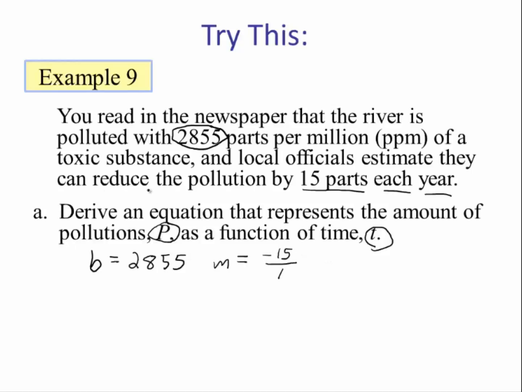So it's going to decrease for every 1 year. And years is the units for our independent variable. So our slope is negative 15. So the equation would be y equals mx plus b, but in this case y is P. P equals our slope, negative 15, times our independent variable t, plus our b, 2855. So that is the equation for the model that's fitting this description.